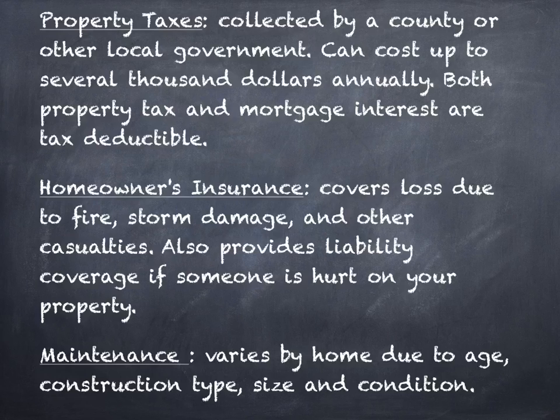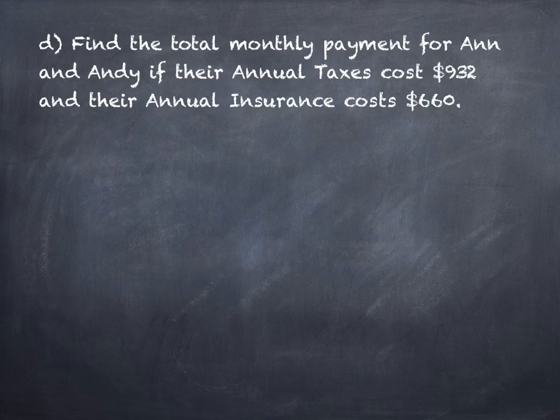All right, so what I want to look at on the next slide is the total amount of monthly payment for Ann and Andy, considering a couple of things. So this one we knew their total mortgage and interest, right? The total payment, the mortgage amount was $592 and some change.